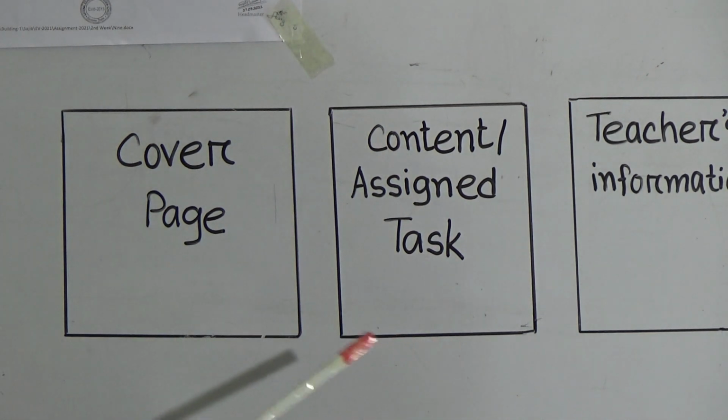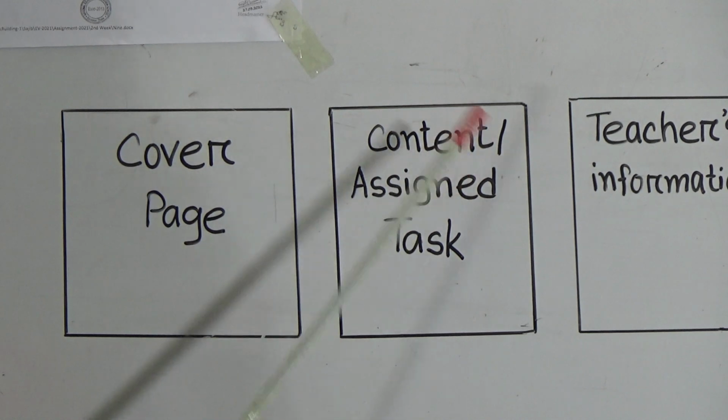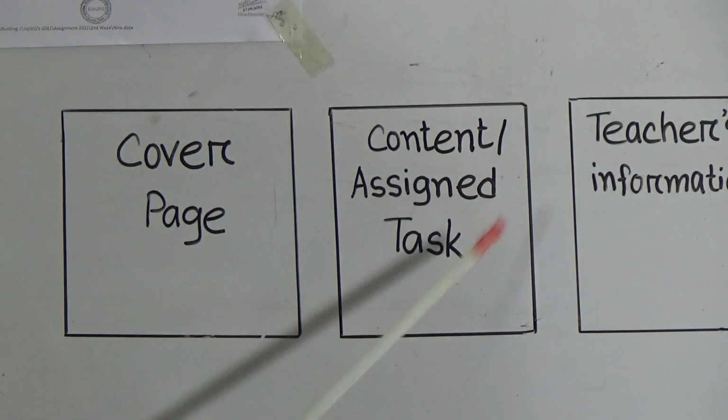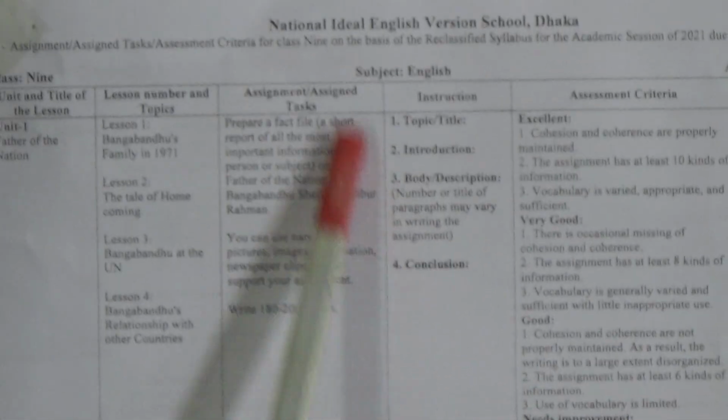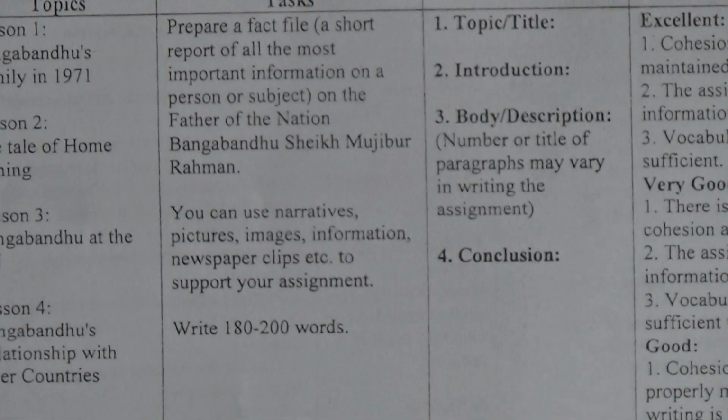And in the second page, you have to write the content or assigned task. So what will be the content or assigned task? Look at this. That means in the third row, assignment or assigned task. You have to write this in page 2.